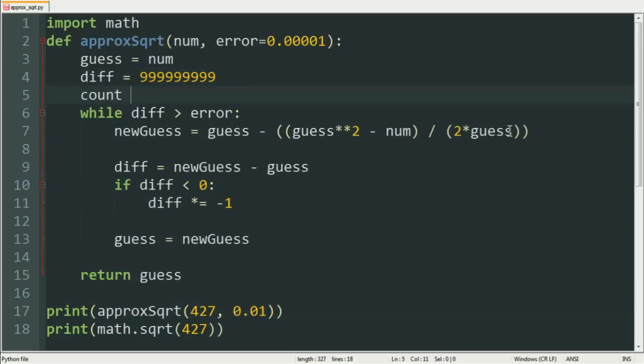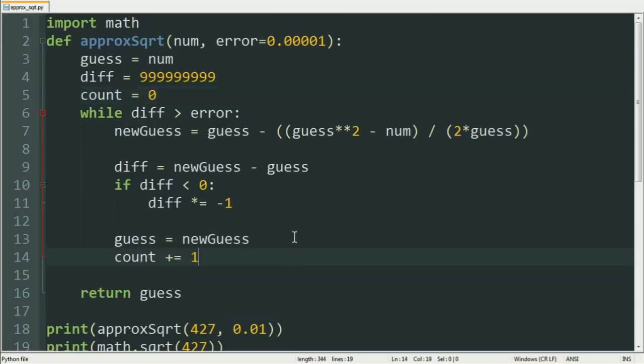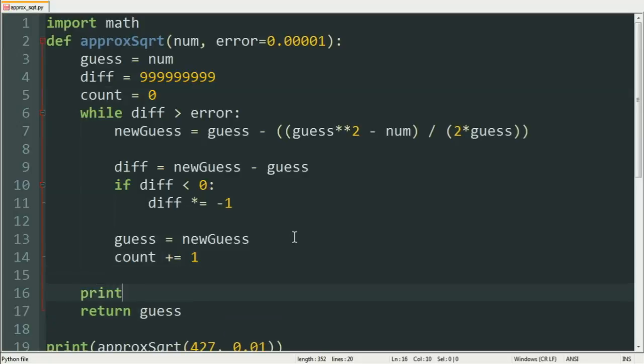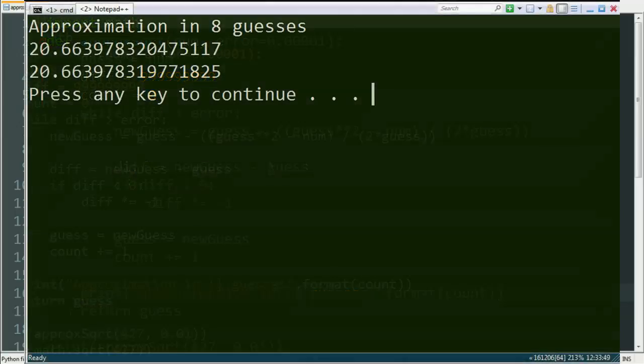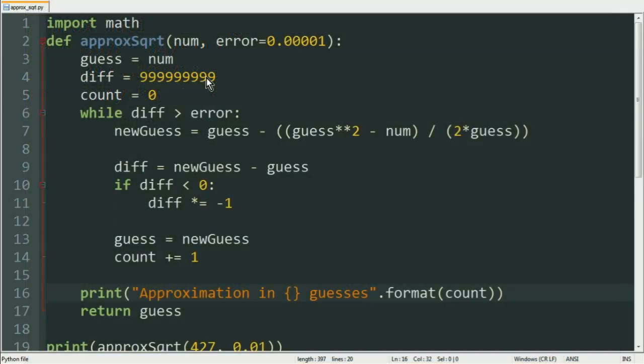And how we can do that is we can maintain a count. Essentially, let's start off with 0 here, right? And every iteration will increase the count by 1. Then at the end of the day, let's just print it out, right? Print approximation in this number of guesses. So what I'm doing here is just trying to show the count on screen. For grammar, let's fix this real quick. So for that value, we took 8 guesses. Not a great number, but our CPUs are fairly fast, so that shouldn't be an issue.